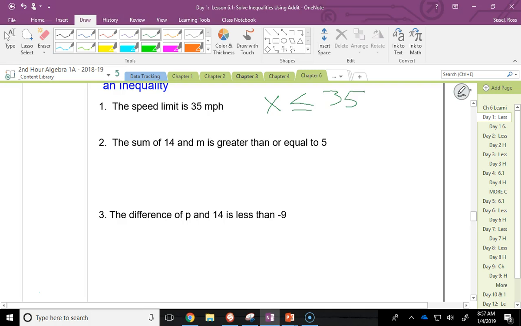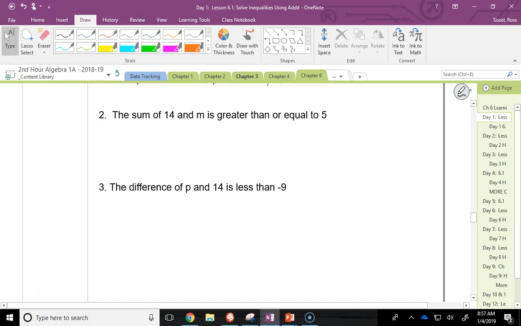Number 2. The sum of 14 and m is greater than or equal to 5. So I'm just going to write this left to right. It's really not that difficult. The sum, so sum means addition. So that means I'm going to be adding. And what numbers am I adding? 14 and m. So you would write 14 plus m is greater than or equal to 5.